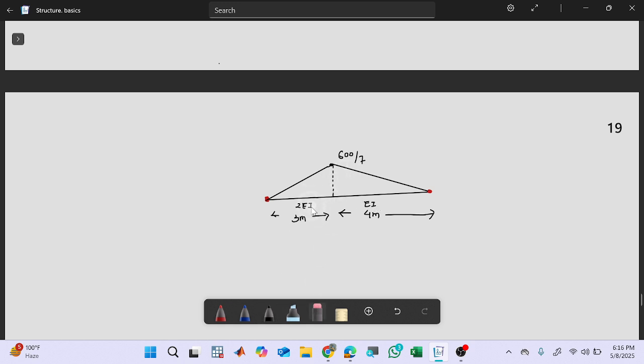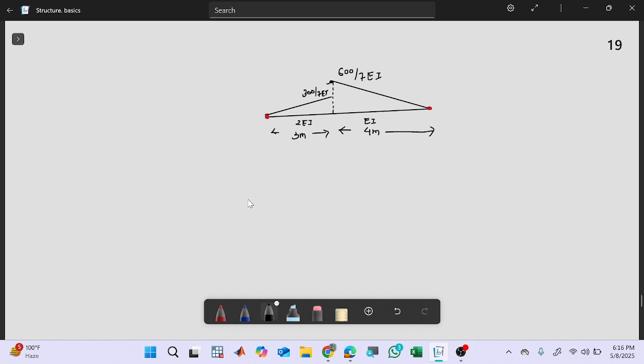So 600 divided by 2 EI will give me a lower value, that is 300 by 7 EI. And here 600 by EI only, so it will give me 600 by 7 EI. So we got our bending moment diagram. Now the next step will be drawing the elastic curve.